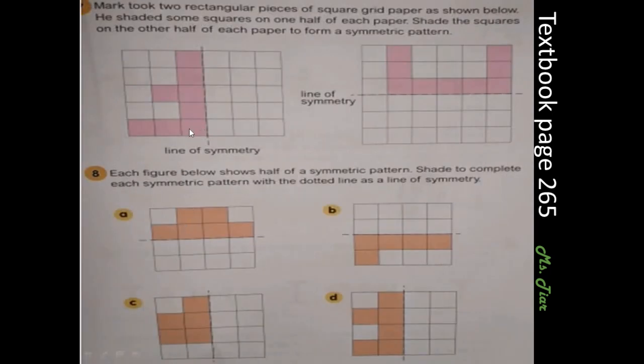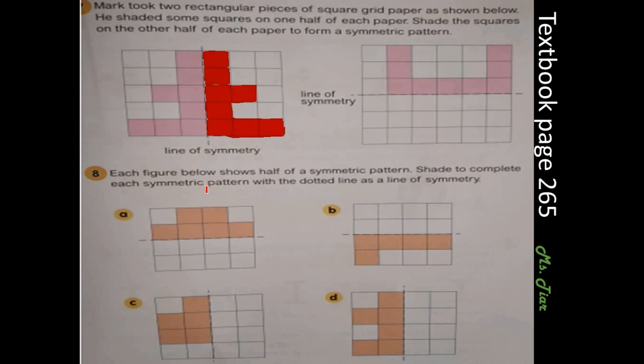Okay, how about the next one? Mark took 2 rectangular pieces of square grid paper as shown below. He shaded some squares on one half of each paper. We need to draw it again, but this time we have to shade it. I'm going to help you with the first one. We go 1 box below. Next, we go 2 boxes in this area. Go to the right. This area is 1 box only. Then over here we have 3 boxes. So we have the line of symmetry. You can make it better than me.